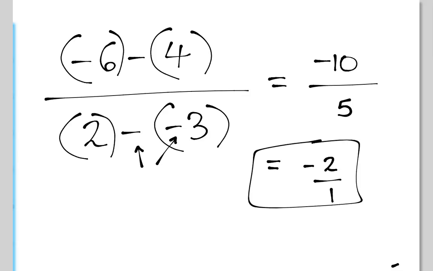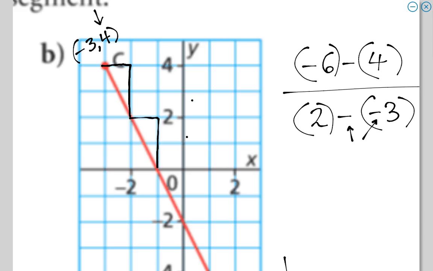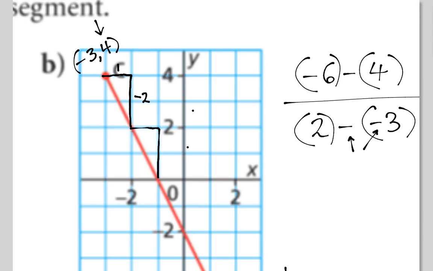So we can see here that it's 1 to the right, but 2 down. The bottom number is always to the right. And then the top number, if it's positive, it goes up. If it's negative, it goes down, if you're always going to the right. Okay, and that's exactly what we suggested. It's 2 down, 1 over.